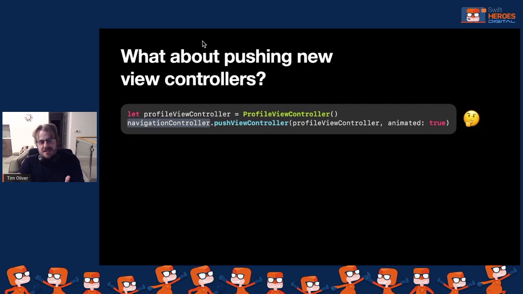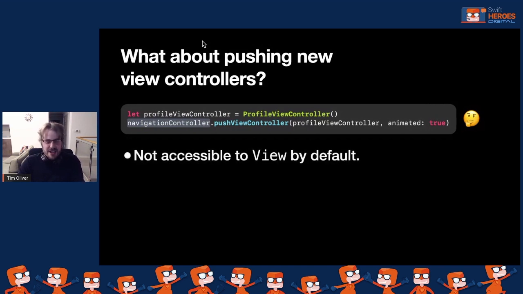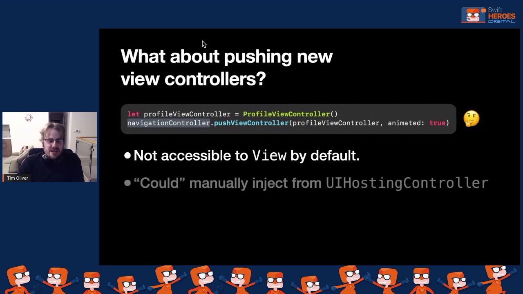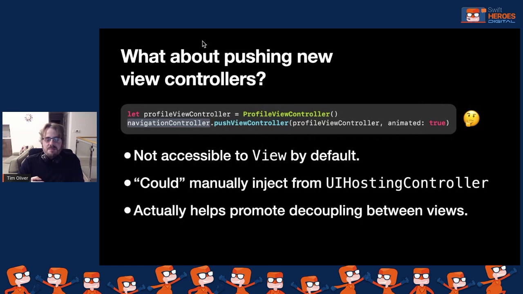But the next question is, then how do you actually push to a new view controller? Like if you go from that detail view controller to a profile view controller, how do you actually get access to that navigation controller? Because unlike UIViewController, you can't just get at the navigation controller context because that's not visible from the view layer. You could, I suppose, use protocols to abstract this away, or you could just implement it manually. You could inject the navigation controller property from UIHostingController. You could do that, and that's not bad.